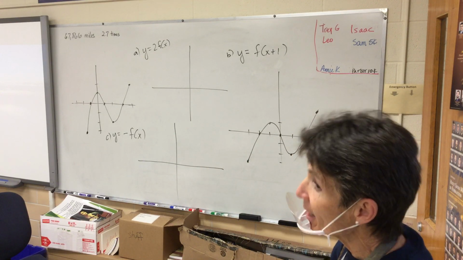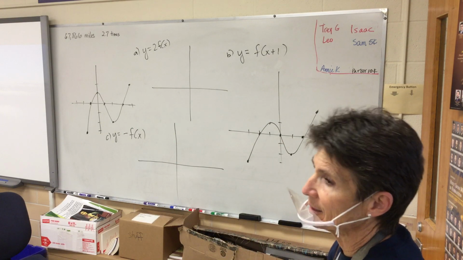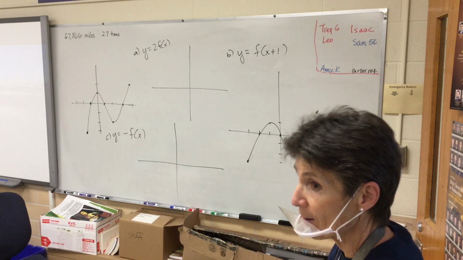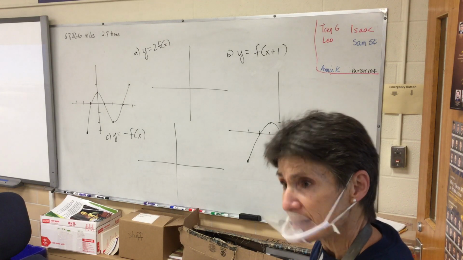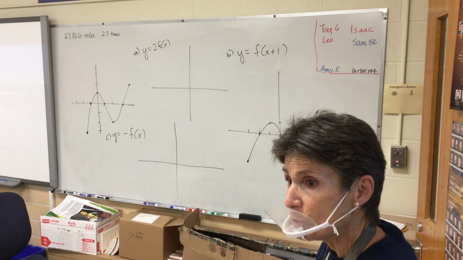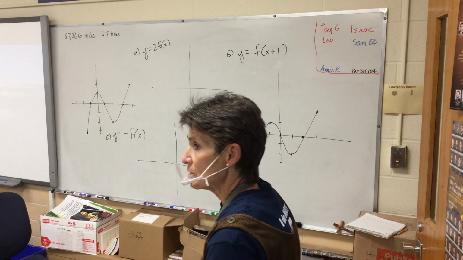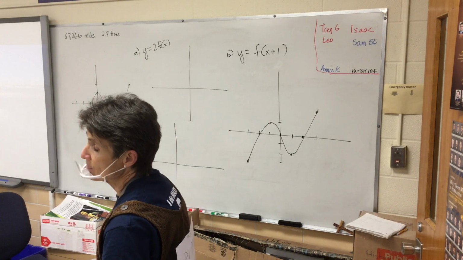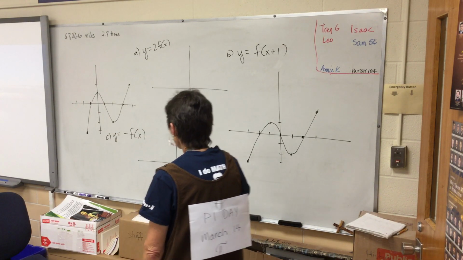Now, because I'm not using graph paper, some of mine may look not quite exactly the same shape, but if you're doing it on graph paper, it will look exactly the same. All right, is that okay with everybody? If you are adding or subtracting inside the parentheses, just like always, that's a left and right movement. Okay, now, what about this one?